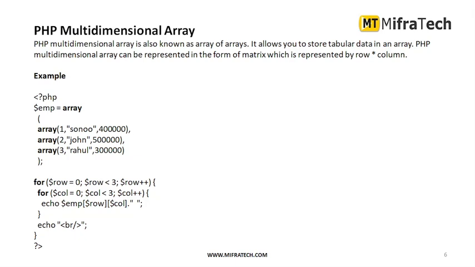2, John, 5 lakh. For row is equal to 0, row less than 3, row plus plus. For column is equal to 0, column less than 3, column plus plus. Here the printing statement, the echo statement, will use the $emp variable name with row and column. It will print 1, Sono, 4 lakh, 40 lakhs, and then the next array and the next array. This is how a multidimensional array will work.